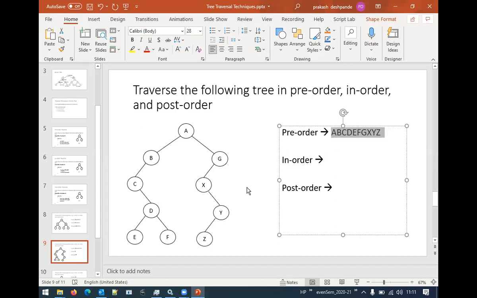Understood? Okay. Now we will go to the next one, that is in order. Now, what I want is that from the online students, can you try to respond now for the in order technique?